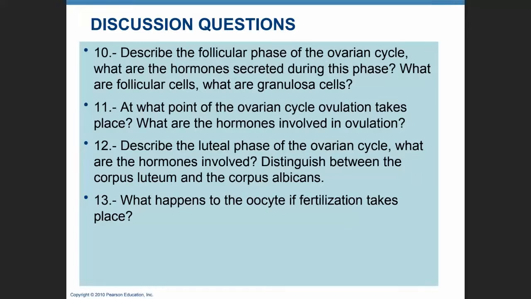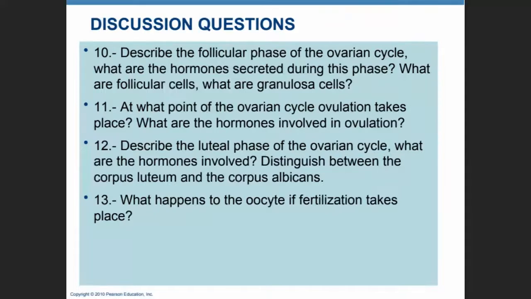So we should be able to describe the follicular phase of the ovarian cycle. What are the hormones secreted during the phase, and what are the follicular cells, and what are granulosa cells? Remember, the granulosa cells are the follicular cells that remain close to the oocyte. All of these cells are going to be secreting estrogen and progesterone.